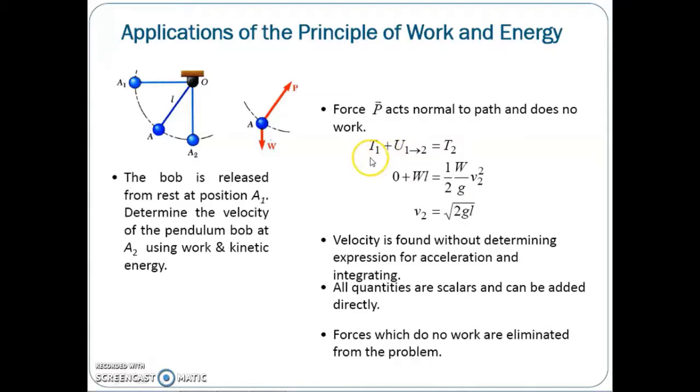Based on the work and energy principle, as we have derived just now, T1 plus U1 to 2 equals T2. Then we have T1 equal to 0, U1 to 2 equals WL, and T2 is 1 over 2 m v2 squared, which is equal to 1 over 2 W over g v2 squared. And from there, we can find the velocity at position number 2, v2 equals the square root of 2gL. And you can see that the velocity is found without determining expressions for accelerations and integrating. All quantities are scalars and can be added directly.